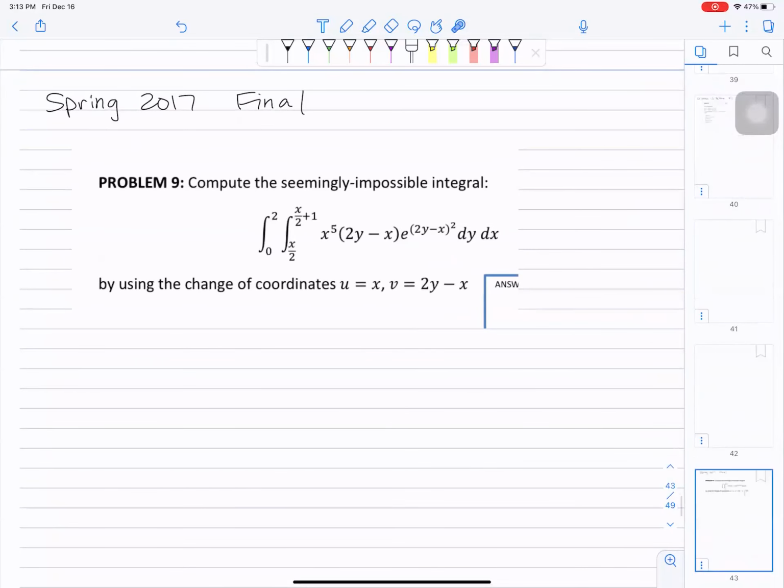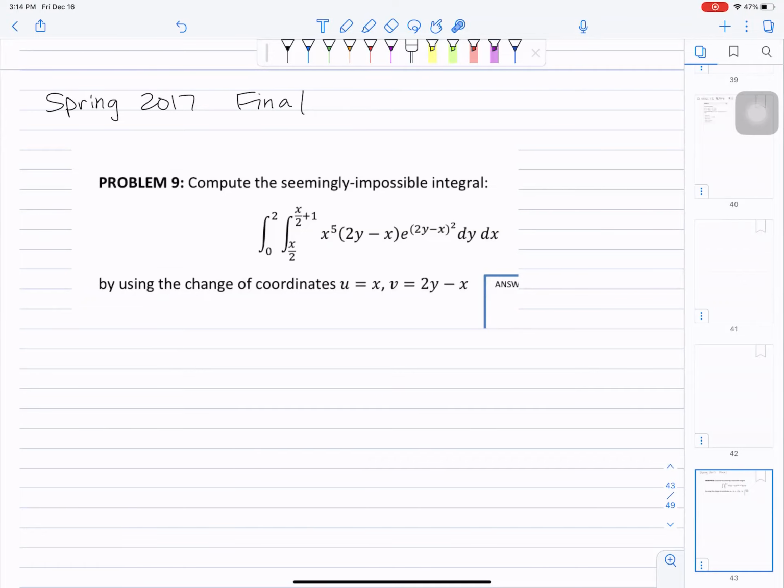Okay, so this is from the spring 2017 final, number 9. We want to compute this integral, and it looks very hard. But we can use change of variables, and they give us the variables. They say u is x, and v is 2y minus x. So let's see how we could fix this.